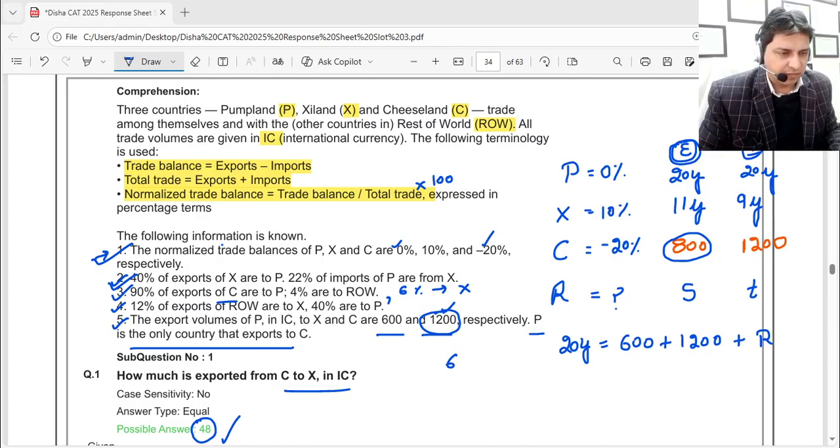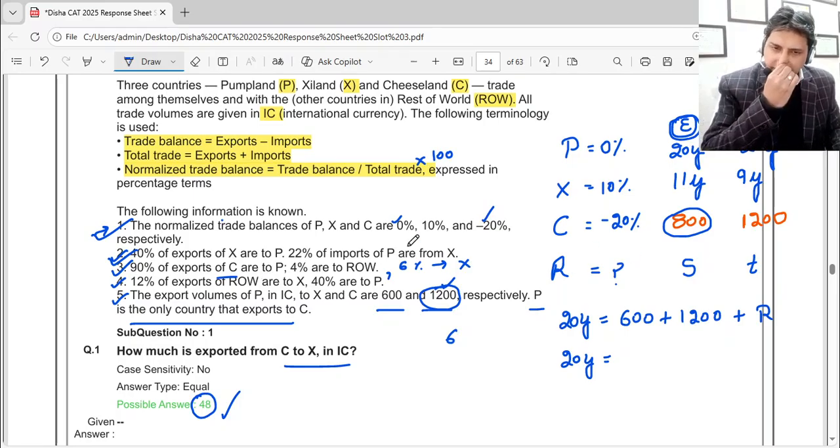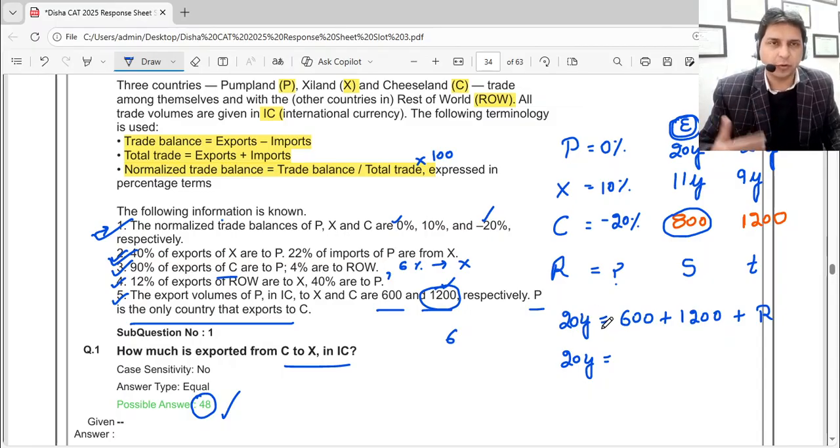Let's make a table. Another piece of information we can use to find out 20Y: this is about the export of P, the export volume of P, but the import volume is also the same, that is 20Y. So if we talk about how much is importing to P, let's see if we can find the value from there. 40% of exports of X are to P.